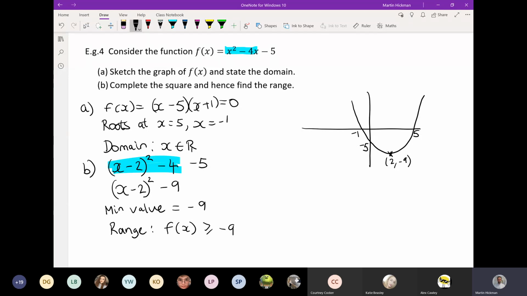Okay, you'll never be able to make a -10 or a -11. There's no value of x that you could input there and get -10, -11. For all the real numbers that you can put in to the quadratic, you will get -9 or greater. You'll never get anything below that.